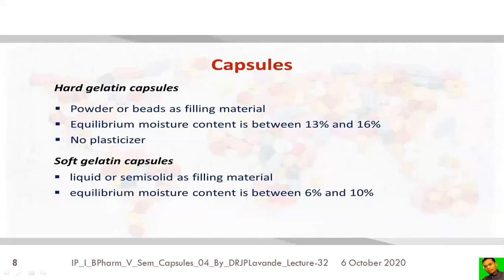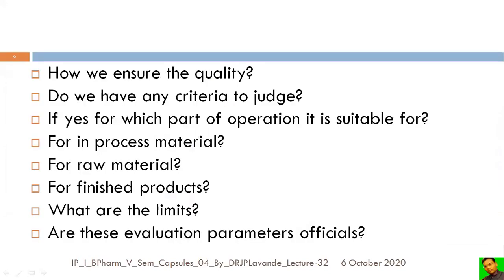In hard gelatin capsules, no plasticizer is added. But in soft gelatin capsules, there is a need to add plasticizer. A great proportion of plasticizer is necessary in soft gelatin capsules, which will impart the soft nature to the gelatin capsules.